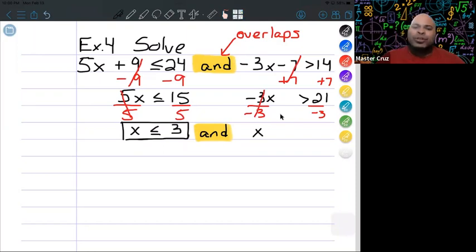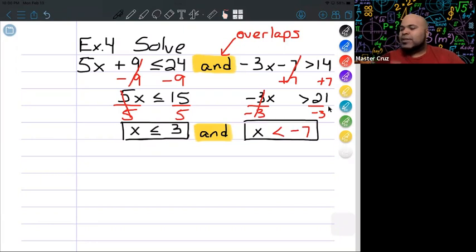Now, very important, and hopefully you remember this rule, when you're dividing by a negative number, you have to flip the inequality sign. So this is going to be less than, and then 21 divided by -3 is actually -7. Okay, that's -7. So I'm flipping the symbol, I'm flipping the sign. Perfect. So I have this, and now I can graph it.